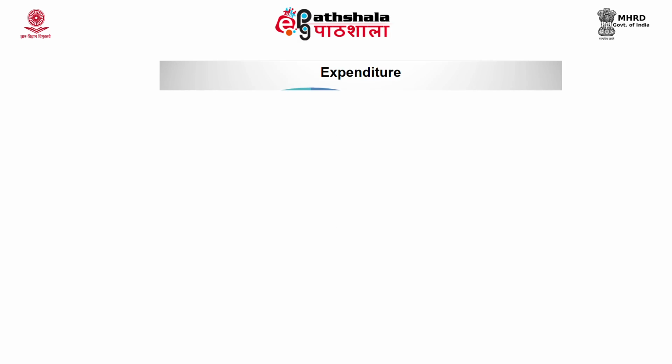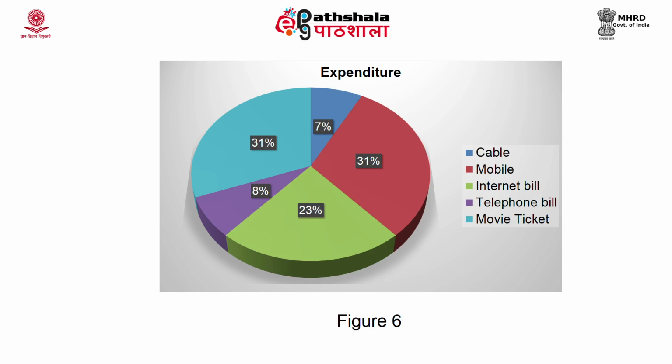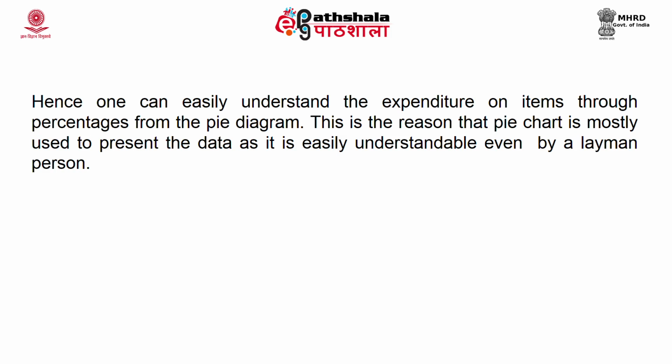Now from figure 6 you can see that we have different percentages for different items, represented through a pie chart, and it is very convenient for a person to understand. Hence, one can easily understand the expenditure on items through percentage from the pie diagram. This is the reason that the pie chart is mostly used to present data, as it is easily understandable even by a layman.